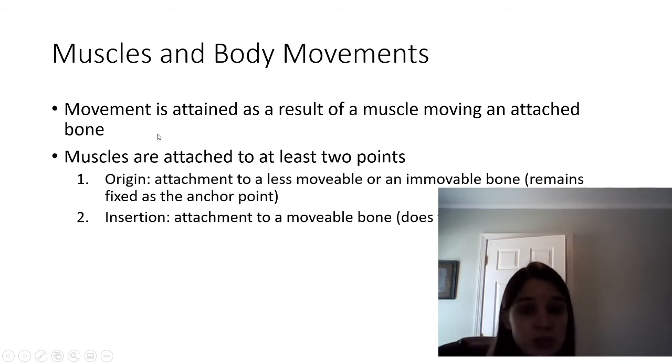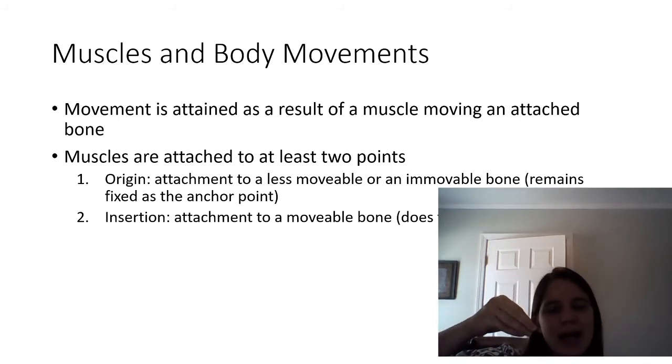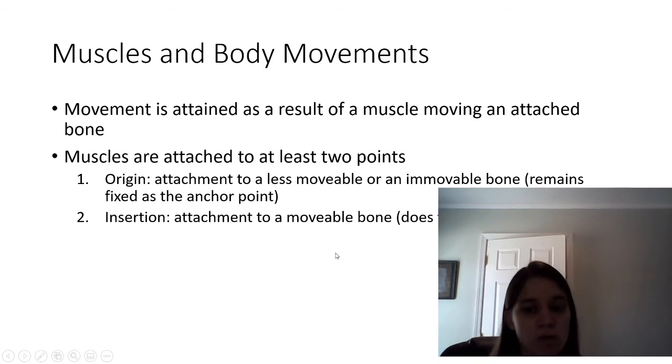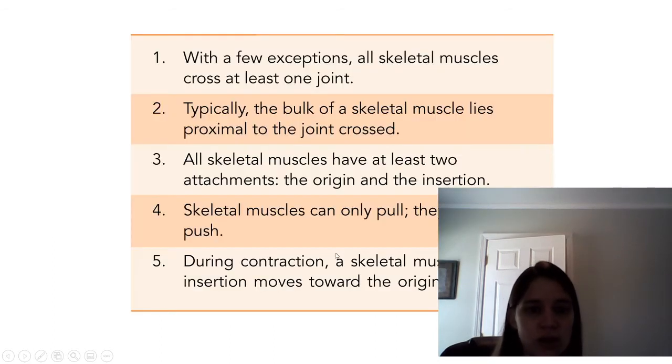Alright, muscles, typically with bones, are going to be what's going to bring about movement. So muscles are attached at two spots. That can be more, but we're expecting two spots. There's something called the origin, and that's where it attaches to a less movable or immovable bone. So that's like fixed, it's the anchor point. And the insertion is the attachment to a movable bone. It's the part that does the moving.